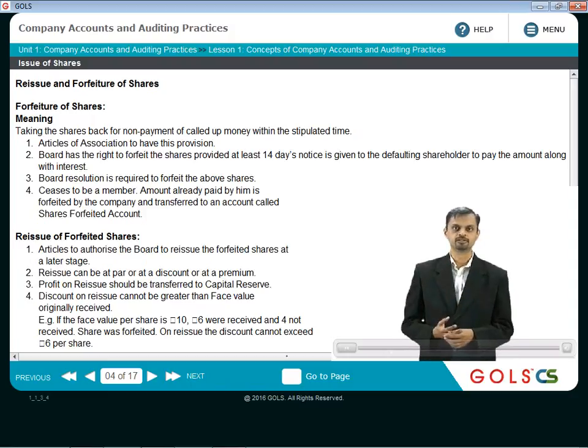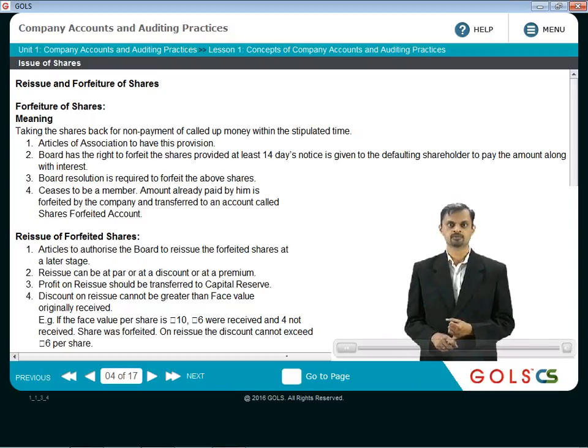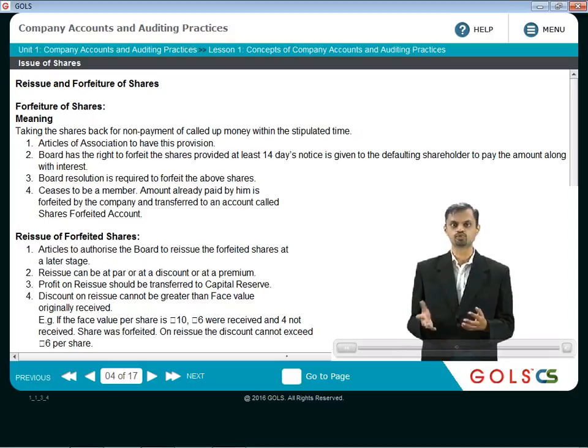And obviously whenever the amount has to be paid by the shareholder, it has to be paid by him along with interest. So board resolution is required in order to forfeit the above shares. Once the shares are forfeited, then that shareholder ceases to be a member. Then he cannot be called a member because the shares are taken back by the company from him.